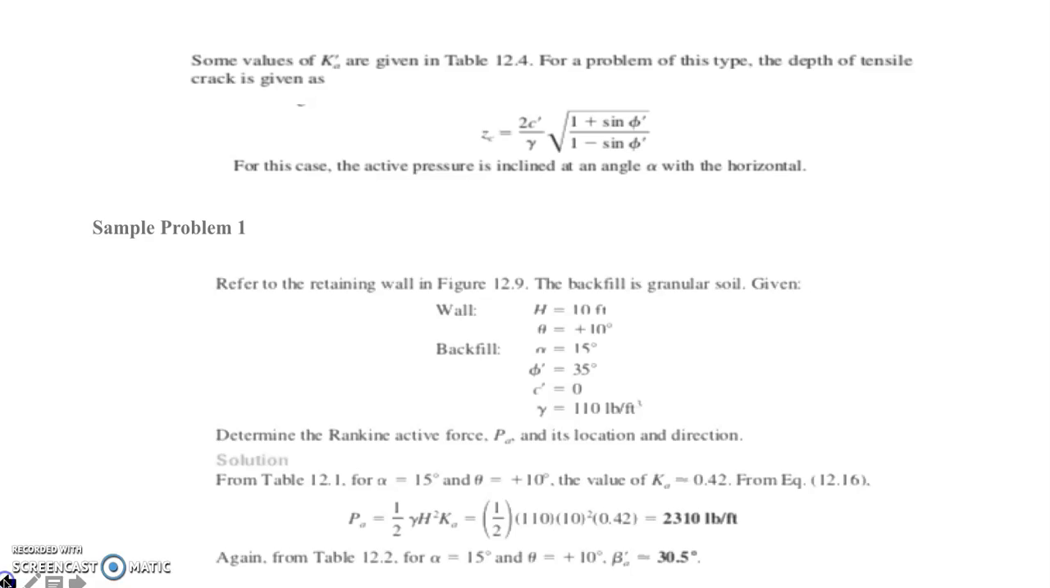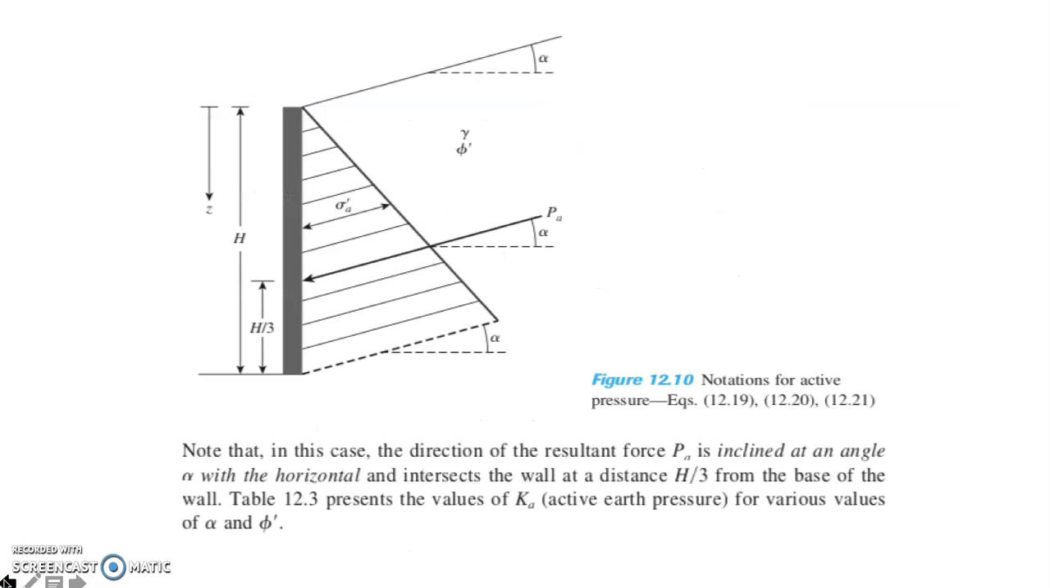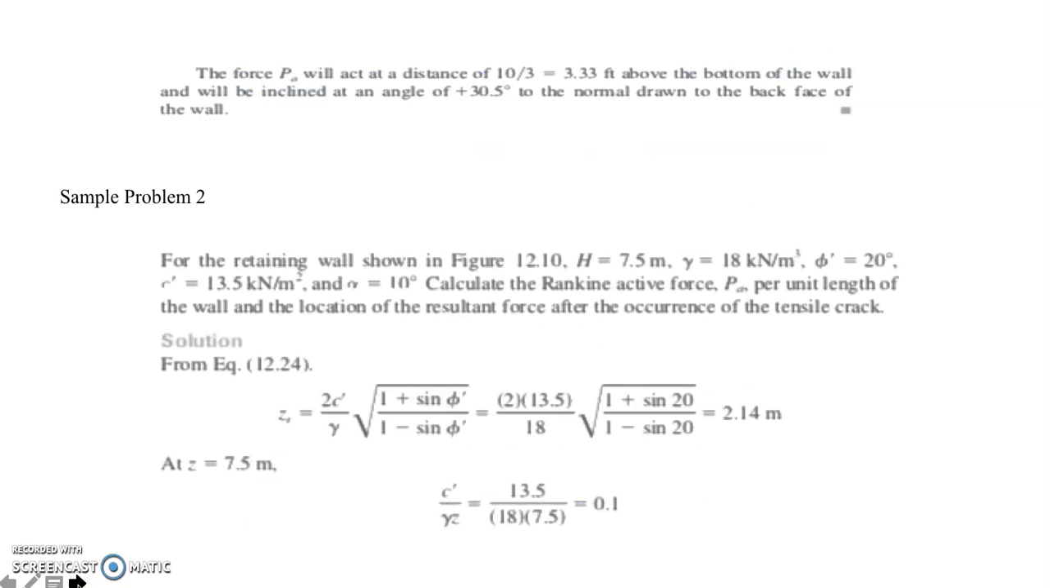So for this one, we have this figure for example number 2. This is our example number 2. We have our total force acting at an angle of alpha. It is 1/3 from the bottom of the retaining wall. Of course, we have the backfill, which is inclined at an angle of alpha. So for this example number 2, we simply have to compute the location of the tensile crack.